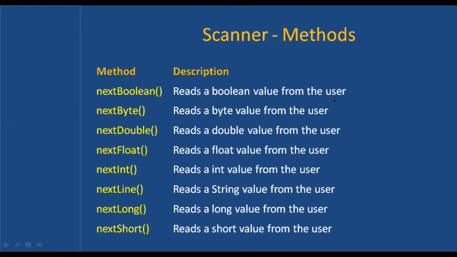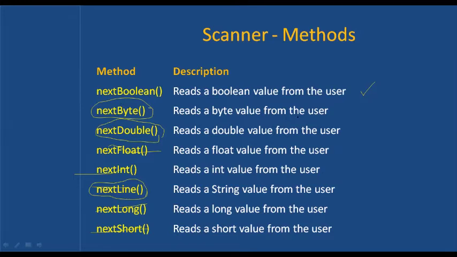The Scanner class provides different methods for different data types. If you want to read a Boolean value, there is a function called nextBoolean. If you want to read a byte of data, you have the nextByte function. If you want to read a double value, there is the nextDouble function. Then nextFloat, nextInt, nextLine, nextLong, nextShort. For every type of data, the Scanner class provides a separate function. Here, nextLine stands for reading one line of text in string format. Now let's see how to read input by using the Scanner class and these methods.